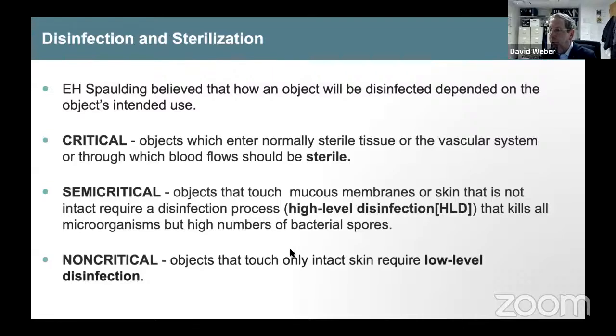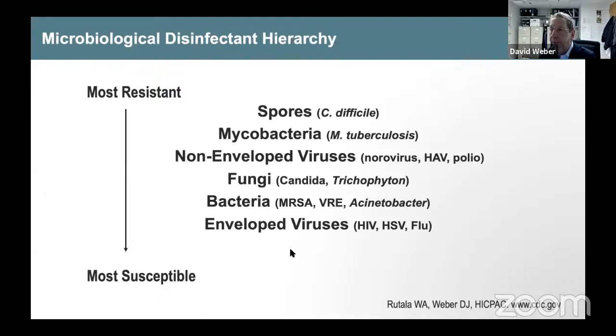This would be things as we'll describe like a heart valve or a surgical instrument. Semi-critical objects touch mucous membranes, that is mouth, nose, vagina, rectum, or skin that's not intact, and they require a high-level disinfection process that kills all microorganisms but may not eliminate high numbers of bacterial spores. And non-critical objects touch only intact skin, and they require low-level disinfection. Now, this scheme has been revised over the years to include such things as prions, but we're not going to go into that topic today. We can talk about that at another meeting.